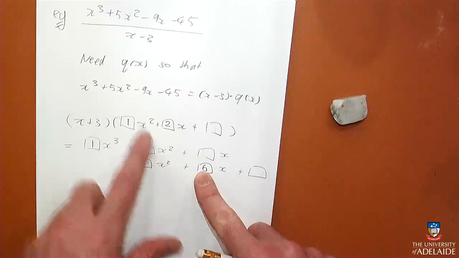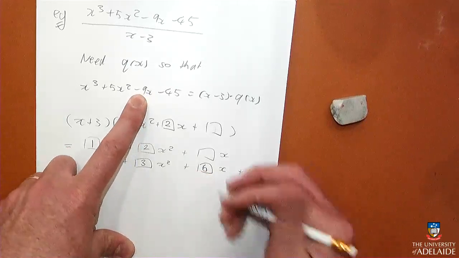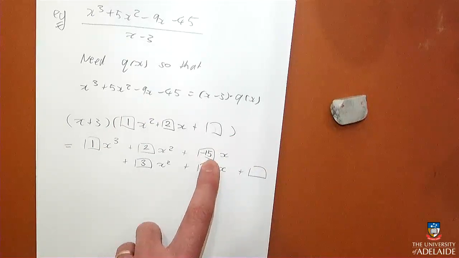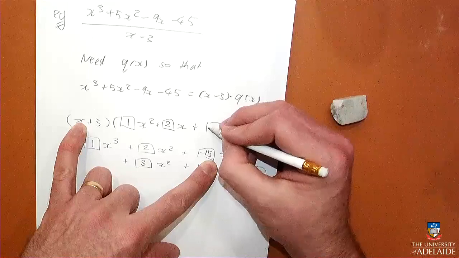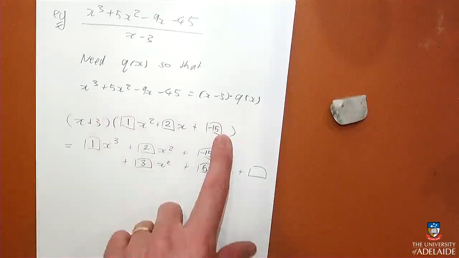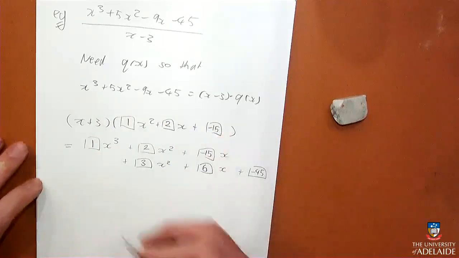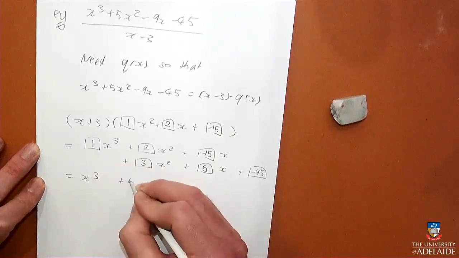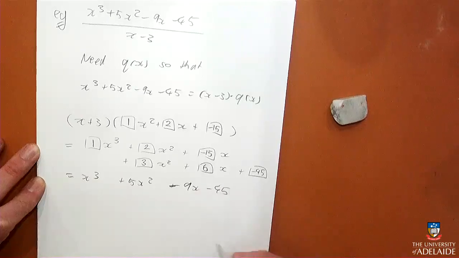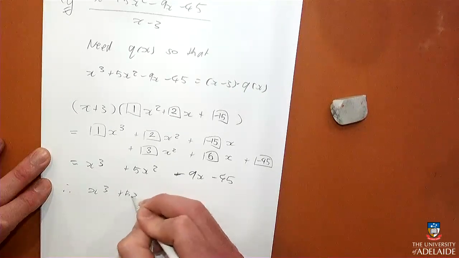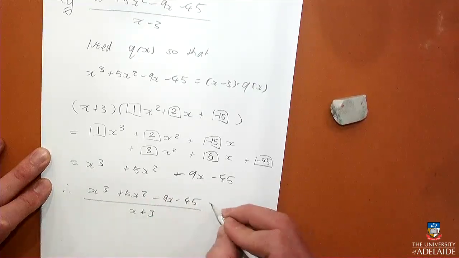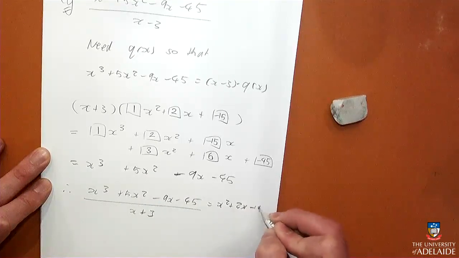But these two have to add up to minus 9x. And so I'm going to need a minus 15 here, or it's not going to come out to minus 9. And if that's a minus 15, this came from x times this one, so this would have to be minus 15. And then finally, just to make sure it's working, the 3 times the minus 15 should be minus 45. And that does indeed work out to x cubed plus 5x squared minus 9x minus 45. And so therefore, x cubed plus 5x squared minus 9x minus 45 divided by x plus 3 must be x squared plus 2x minus 15.